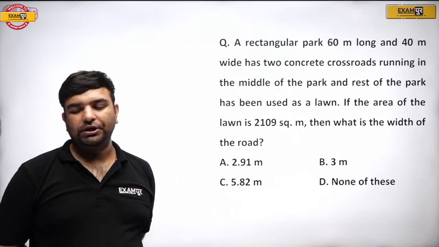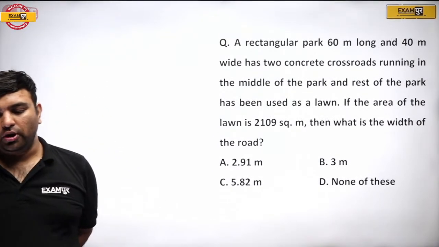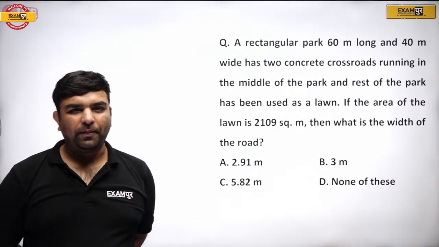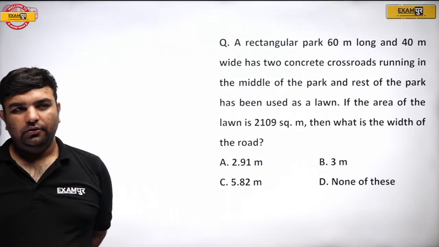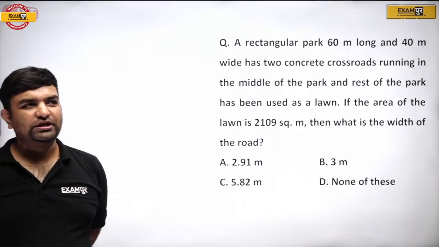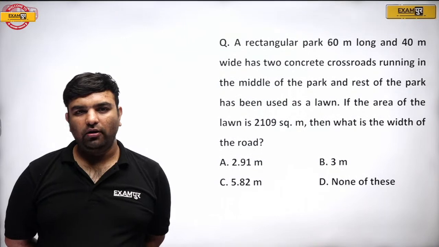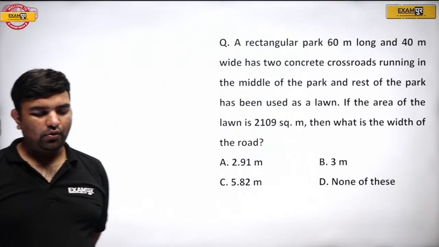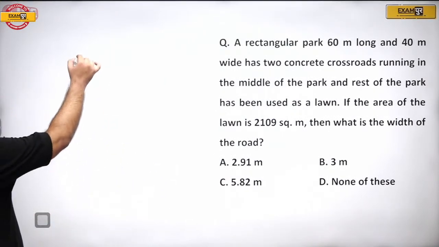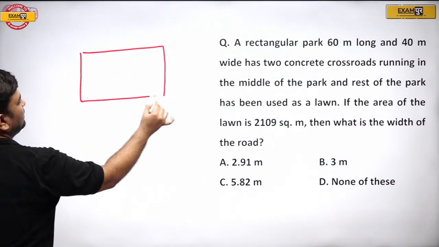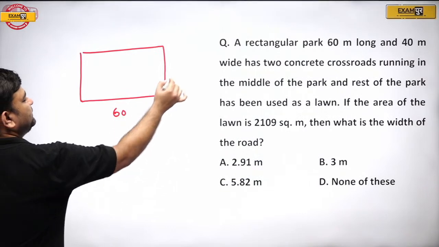Rectangular park 60 cross 40. Two concrete roads running in the middle of the park. The rest of the area is used as a lawn. The area of the lawn is known. What is the width of the road?